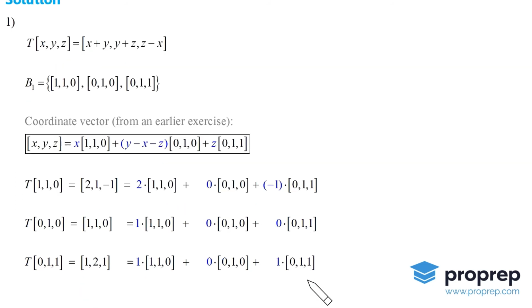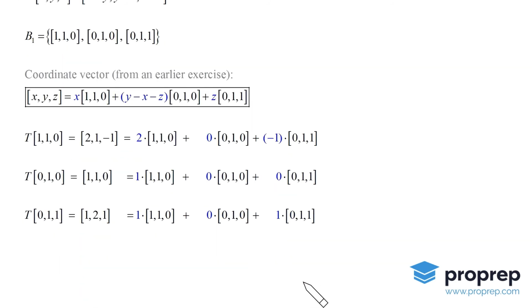Now that we have all these calculations, we get the result, which is our matrix for the transformation T relative to B1. We get it from these numbers here, but notice that there is a transpose. Here I have 2, 0, minus 1 as a row. Here it's a column. 1, 0, 0, that's the second column. Don't forget to transpose. Don't just copy them as they are.